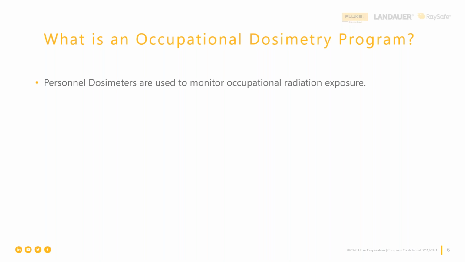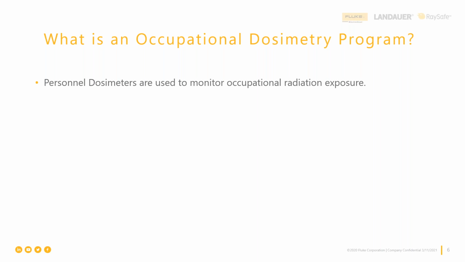So what is an occupational dosimetry program? This is a quintessential piece of your radiation protection program and the RSO duties. It's like the meat and potatoes of the program. But how do you work this program? It all starts with personnel dosimeters. Whether you use Landauer or someone else, that is how you're monitoring your activities day to day.